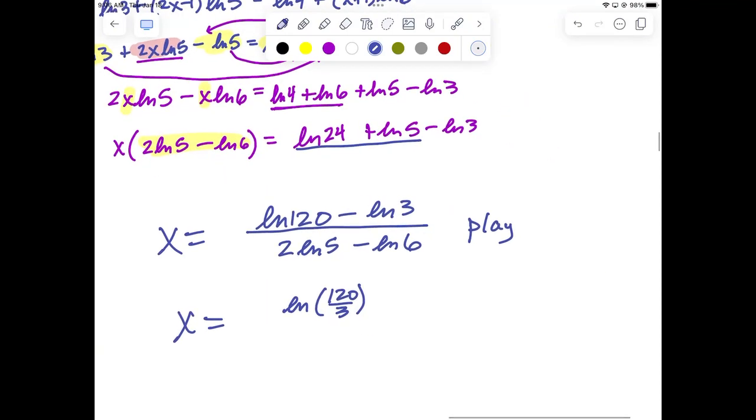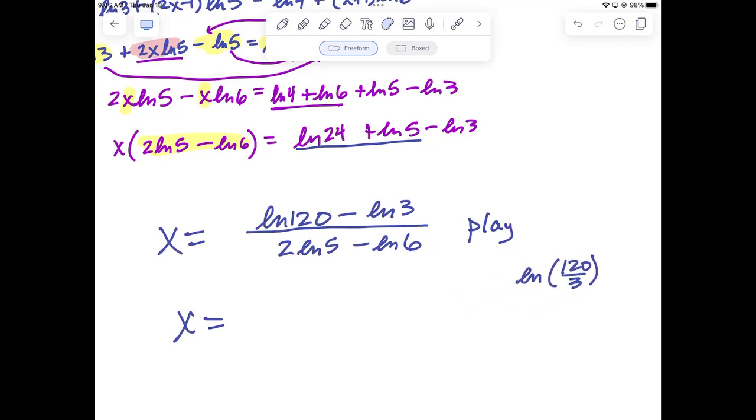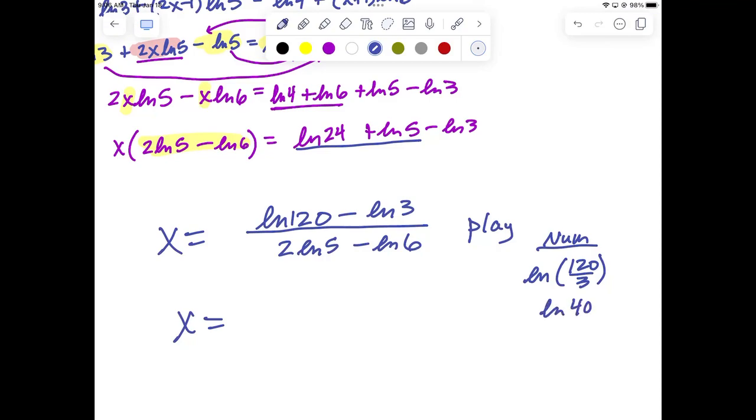So I'm going to do that off to the side so I don't have to write everything all over again. Here's me on my workbench. This is the numerator, my workbench. That becomes the natural log of 40. I like that. That's a simple looking numerator. So the natural log of 40 over, is there anything we can do in the bottom?